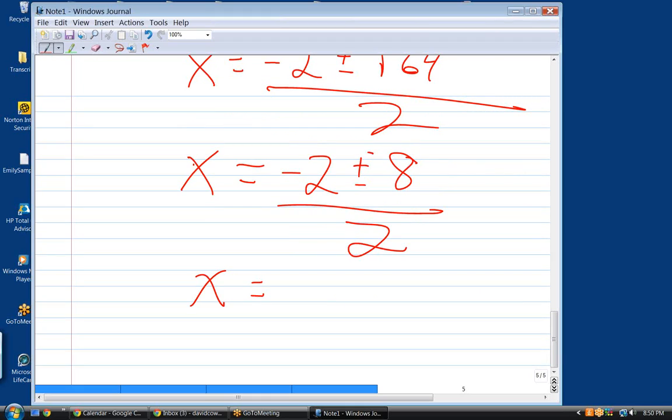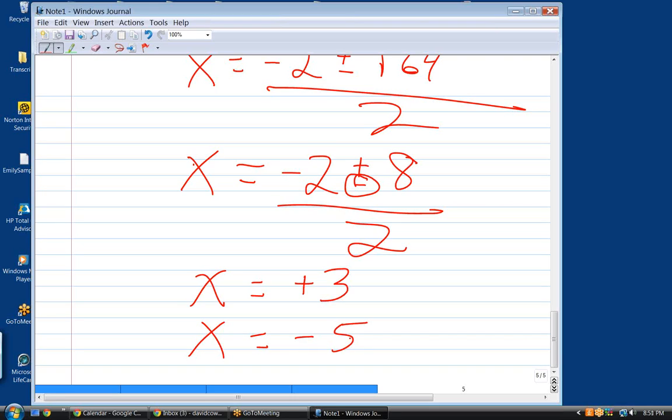So let's do this one first. It's going to be plus 8, so x equals 4. Or, my bad, minus 6 plus 8, 6 over 2, that's 3. That's one solution. Second solution is doing the minus, so that would be negative 8. Or, oh my gosh, I'm sorry, negative 10 over 2. It's negative 5.